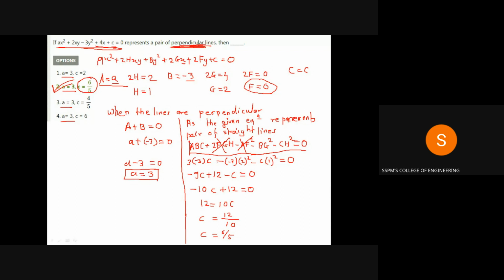Remember this formula: when an equation represents a pair of straight lines, you can write this condition, ABC plus 2FGH minus AF square minus BG square minus CH square is equal to 0. And when the lines are perpendicular, capital A plus B is equal to 0. By using this formula, we found the values of A and C. Okay, next problem now.